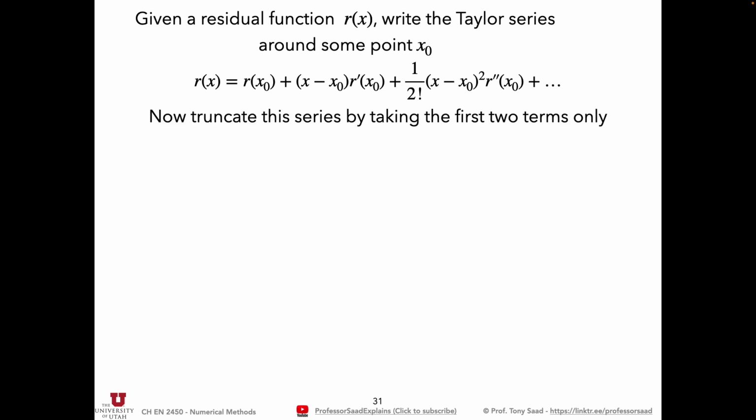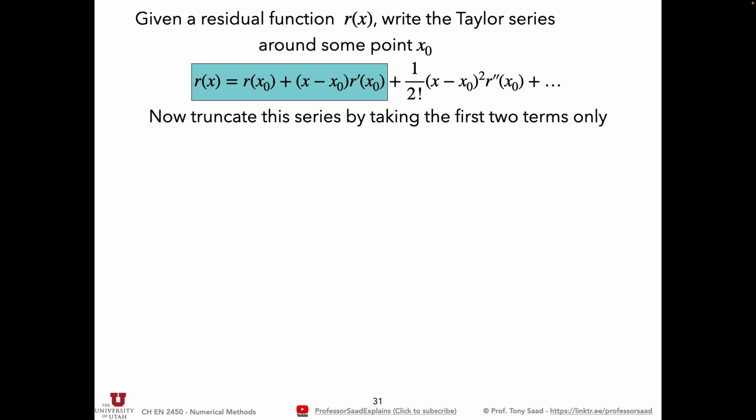Now, what if we truncate this series and only take the first two terms? Just like we did when we computed the derivatives. We said we were looking for f prime, and we neglected everything else. We got a formula, and we used that as an approximation. We're going to do the same thing here and see what happens. Remember, I'm after solving R of x equals 0. That's what I'm after. Don't lose sight of that. I want to find x that makes R of x equal to 0. So any simplification of R of x that allows me to solve for x very quickly is my goal.